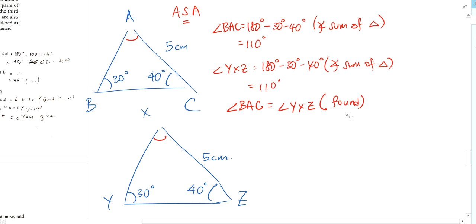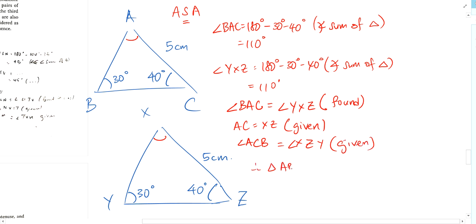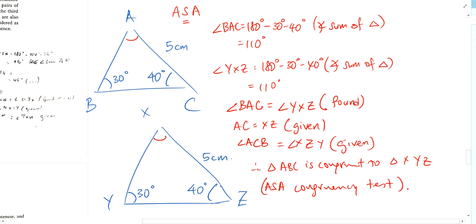use the word "found." Then I've got the side, which is AC equals XZ. This was given. It's given in the question. There's no working, no need for you to find it. And the last one, angle ACB equals angle XZY, given. So triangle ABC is congruent to triangle XYZ, ASA congruency test. Yes, I've said that already.